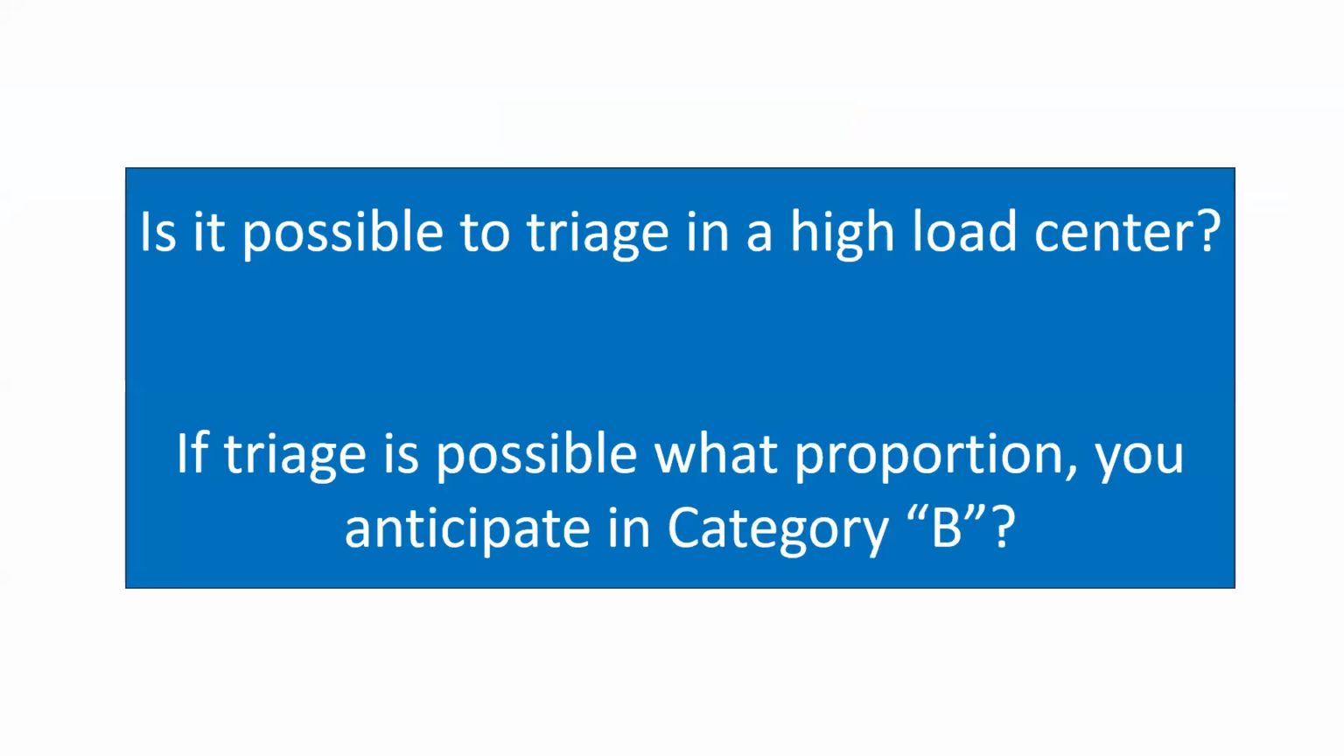differentiated care. Now, is it possible to triage in a high load center? And if it is possible, what proportion do you anticipate in category B? Supposing there are 100 patients or 1,000 patients in your center, what proportion of your patients do you think will be in category B? This will vary from center to center, but I just want to see what proportions you are thinking or have seen in your patients. Can you just put up percentages like 50, 60, 70, 80, 90, 100, whatever you think? Can you put it in the chat box?